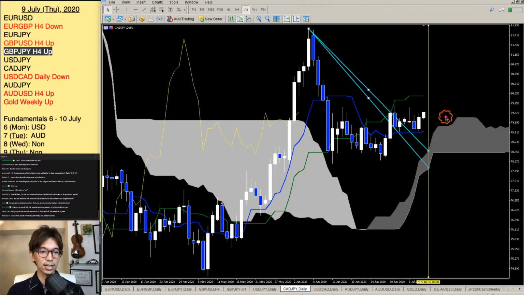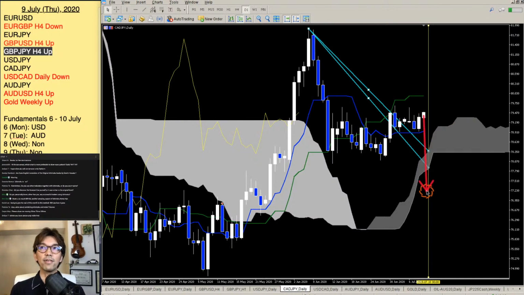Unless something surprising happens on this particular pair. For example, if CAD is sold drastically or JPY is bought drastically, then it goes downwards sharply, and the price will be closing below these forecast lines. Then that will be a downtrend from there. But most likely, I think the price will be above the forecast lines or above the Kumo here. So in that case, sooner or later, we can expect the price will go up from there.